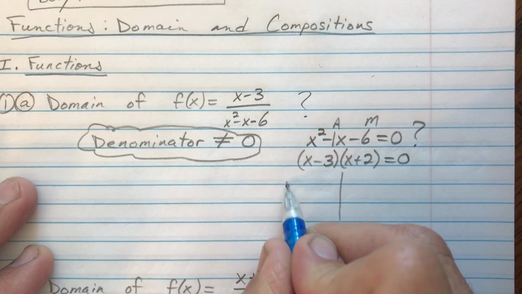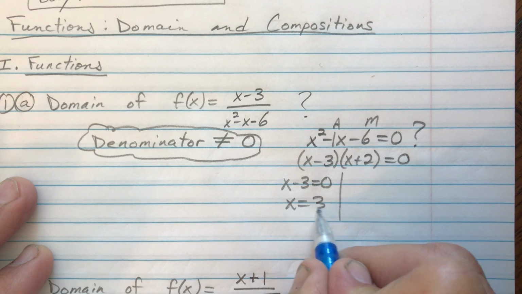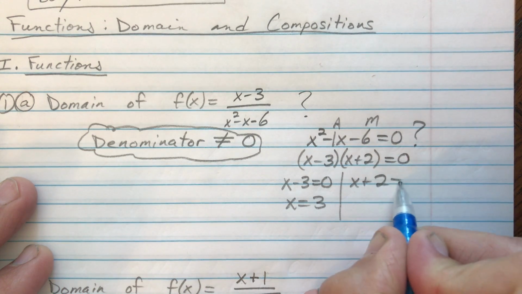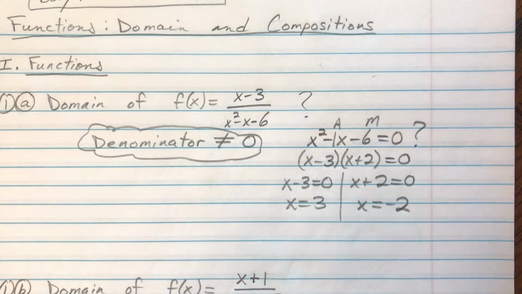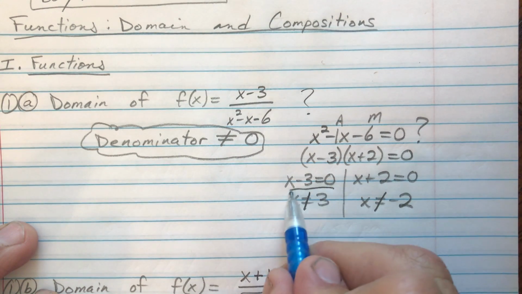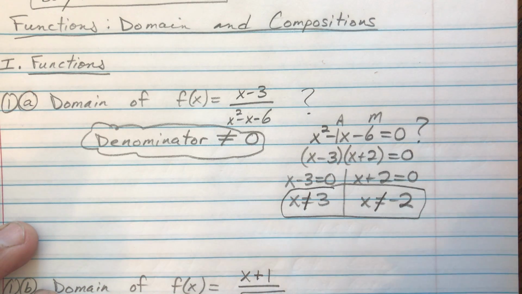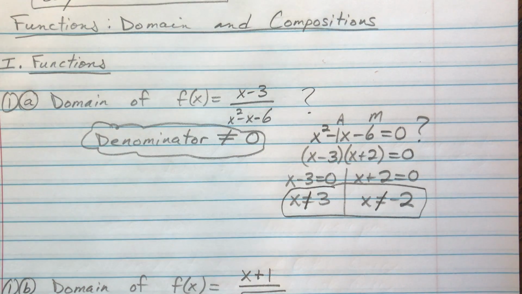So we set each of these factors equal to 0. 3 and negative 2 are solutions, but be very careful. We want to indicate that all numbers in the world except for 3 and negative 2 are the solutions. So we're going to say x cannot equal 3 and negative 2. And you could check your work by plugging in 3 and plugging in negative 2 one at a time, and you'll see how the denominator is in fact 0, which is a bad thing. You can have 0 in the numerator, but not in the denominator.